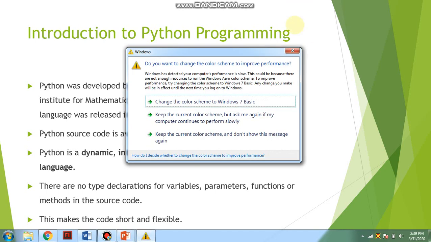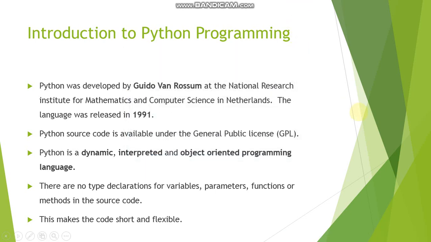What is Python programming? Python was developed by Guido van Rossum at the National Research Institute for Mathematics and Computer Science in the Netherlands. The language was released in 1991. Python is a dynamic, interpreted, and object-oriented programming language. It makes the code short and flexible. And what is the meaning of dynamic, interpreted, and object-oriented programming language?